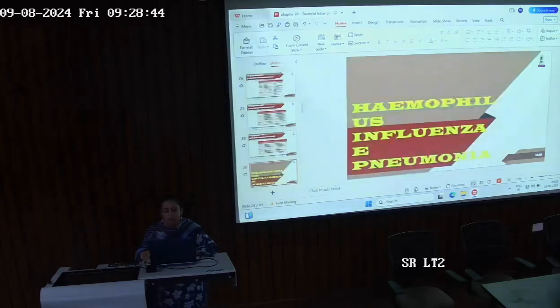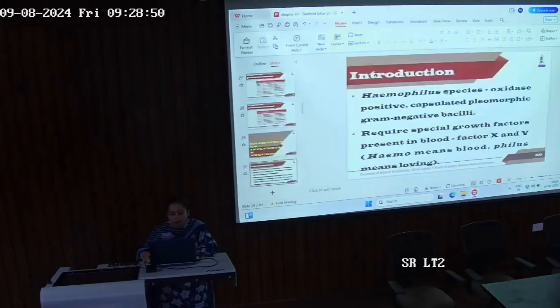Then Haemophilus influenzae causing pneumonia. Haemophilus influenzae, its name is a misnomer. It doesn't cause influenza, however it causes pneumonia. Haemophilus influenzae is an oxidase positive, capsulated, pleomorphic gram-negative bacillus. It requires special growth factors present in the blood, like factor X and V.